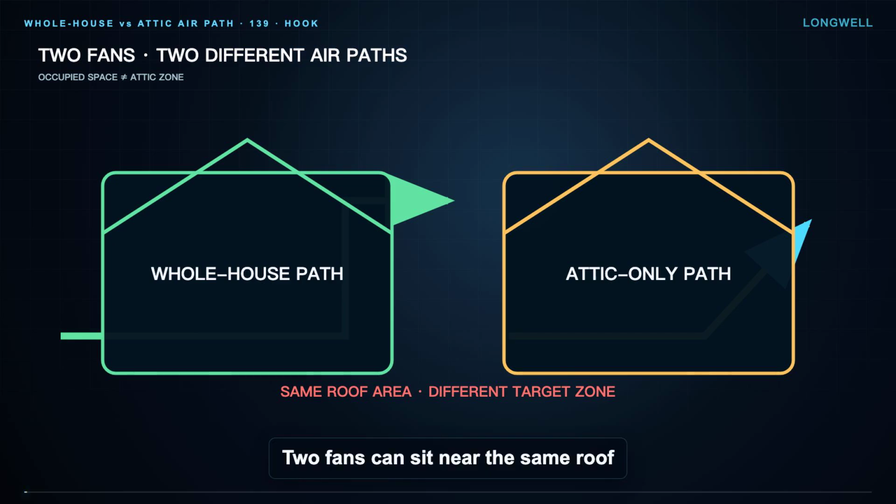Two fans can sit near the same roof and move air in completely different systems. A whole house fan changes the air in occupied rooms. An attic fan mainly changes the air above the ceiling. So, which cools better has no honest one-word answer. The useful answer starts with the airflow path, outdoor conditions, and what you actually want to cool.